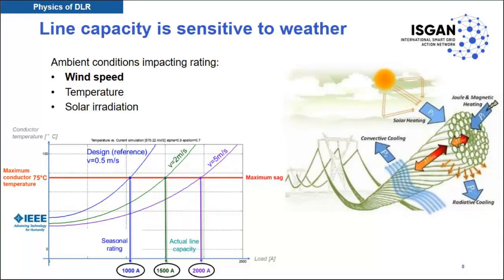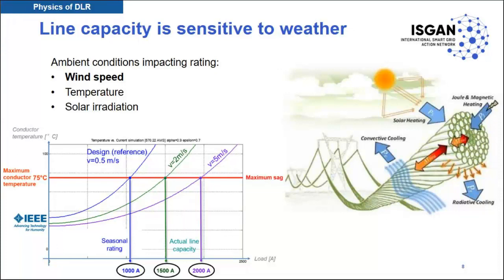If you look at the diagram to the left, it's an IEEE chart. So these are the official charts for a certain type of conductor. It's not important. What's important is the shape of the curves. And as you can see at the left, you have the reference curve showing for which loads the maximum conductor temperature is reached. So on this diagram, we see that around 1,000 amps maximum conductor temperature, which here is set at 75 degrees, is reached.